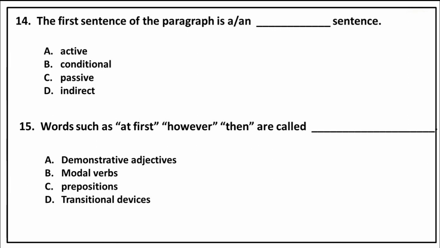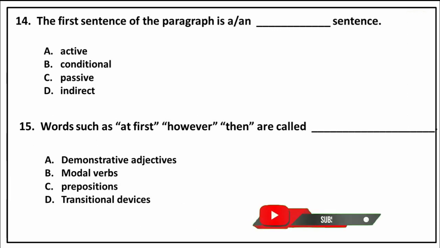Now let's see again the first sentence of the paragraph. Many people talk about the earthquake of October 2005. The first one, this is an active sentence. This option is correct. An active sentence. This is not passive, so C is not correct. This is also not conditional because there is no if. It's not necessary that every conditional sentence has an if, but there is no if here, so this is not a conditional sentence. And this is not also option D because this is not an indirect speech.